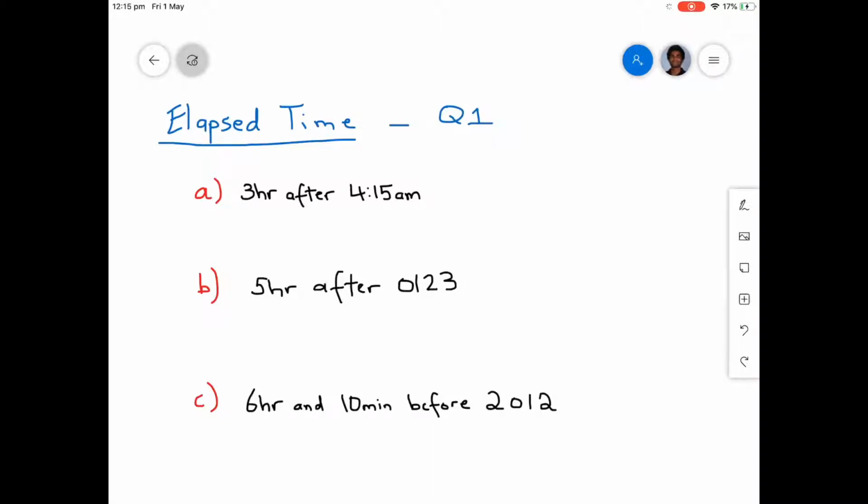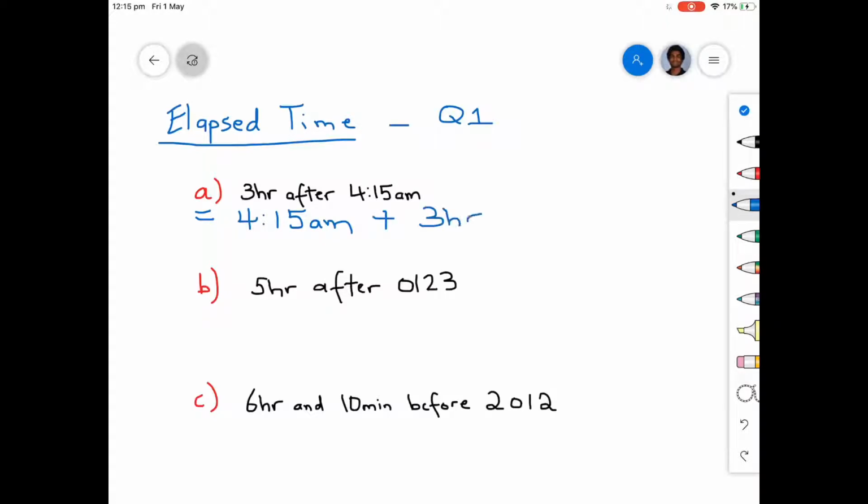So for question 1a, we have 3 hours after 4:15 a.m. Now our first step is always to write the starting time. And for this question, it's 4:15 a.m. Now we're calculating 3 hours after 4:15, so we need to add 3 hours. So all we need to do is figure out 4:15 plus 3 hours, and the answer will be 7:15 a.m.